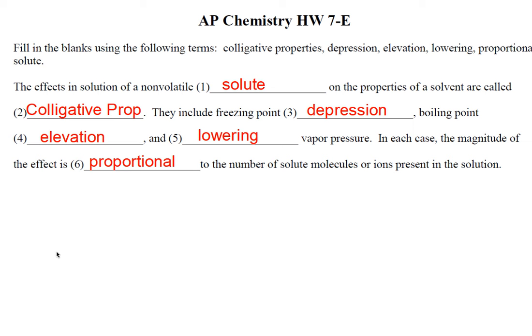But in any case, changing the freezing point, changing the boiling point, or changing the vapor pressure, if you add more solute, you cause the change to increase. If you add more solute to your water, you're going to increase the boiling point, change the freezing point to even lower, or lower the vapor pressure even more. Basically, when the solute impacts how the solvent acts.